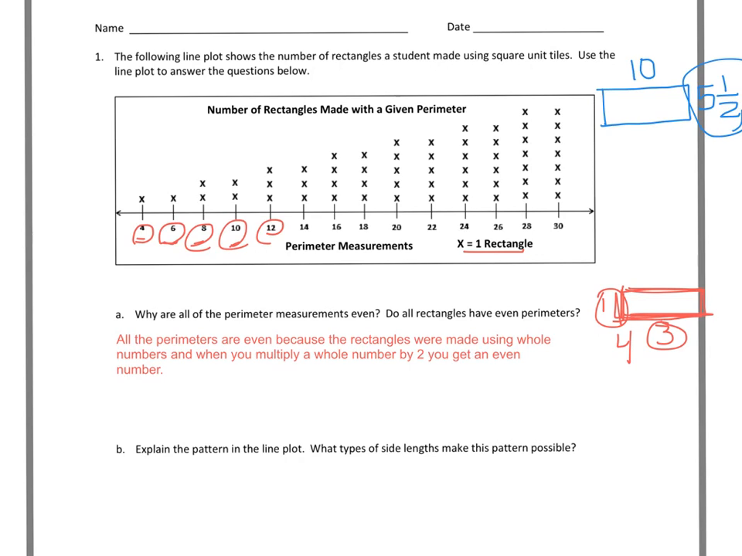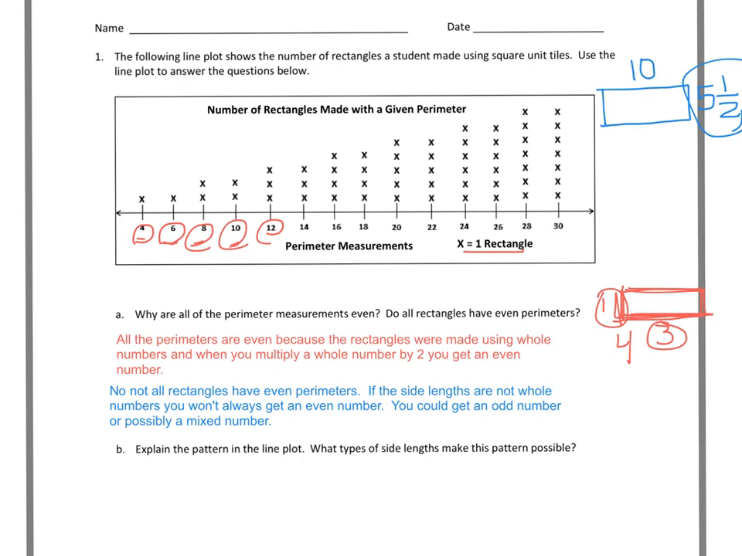So my explanation is going to say, no, all rectangles don't have an even perimeter because what if the sides aren't whole numbers? That would make the perimeter either be odd or it wouldn't be a whole even number. It would have some sort of fraction or decimal with it. And there's the explanation right there.